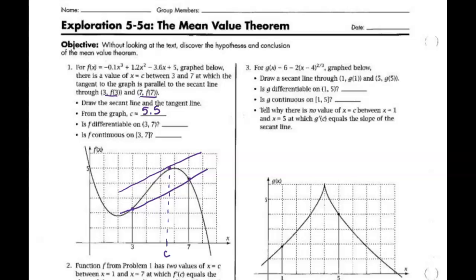Okay, so MVT applies because we have our tangent slope and our secant slope. There's a point C where those slopes are the same. And is f differentiable on 3 to 7? It is. Is it continuous all the way through? It is. Okay, so basically C existed and also MVT applied.